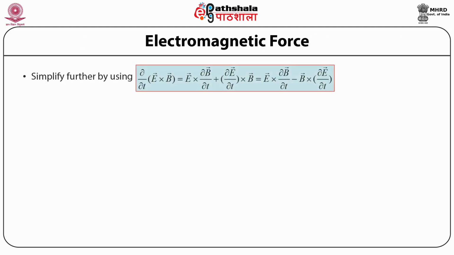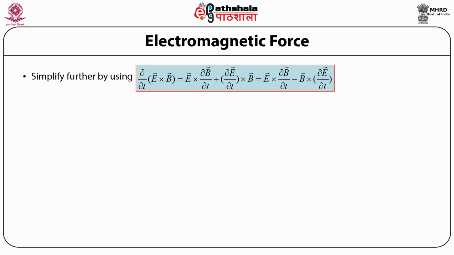Now we want to further simplify the above equation. So we use the law of partial differentiation with respect to time. If we take the partial derivative with respect to time of the cross product of the electric field E and the magnetic field induction vector B, then this is given by the cross product of the electric field E with the partial time derivative of the magnetic field induction vector B plus the partial time derivative of the electric field E crossed with the magnetic field induction vector B.